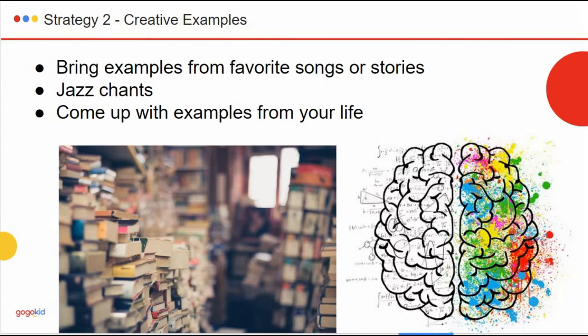Another example is creative examples. So these are any examples that you can think of. Use that creative side of your brain. You can use examples from stories or songs. Jazz chants are chants where you repeat a sentence structure over and over again in a fun way, like I am, he is, she is, they are, we are. And you can chant that way and make it a fun little song. That way your student will have it in their brain, they'll remember it, and it isn't just a bunch of boring sentences they have to remember.